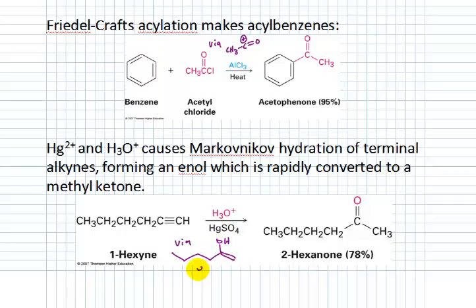Via the enol, which rapidly converts into the methyl ketone form. If I have a terminal alkyne with this mercury 2 plus, you can just write mercury 2 plus if you want, it will make a methyl ketone. So excellent way of making a methyl ketone out of a very synthetically useful terminal alkyne.